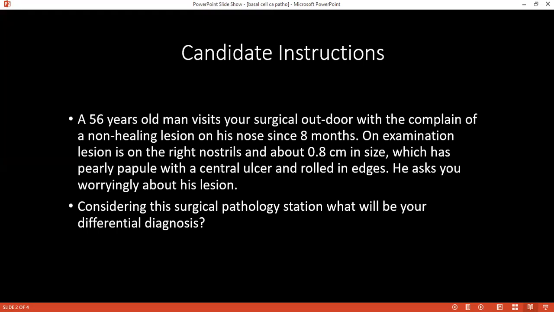How would you confirm your diagnosis? So we have to do either an excisional biopsy, and we can even do a frozen section at the same time, or Mohs microsurgery.